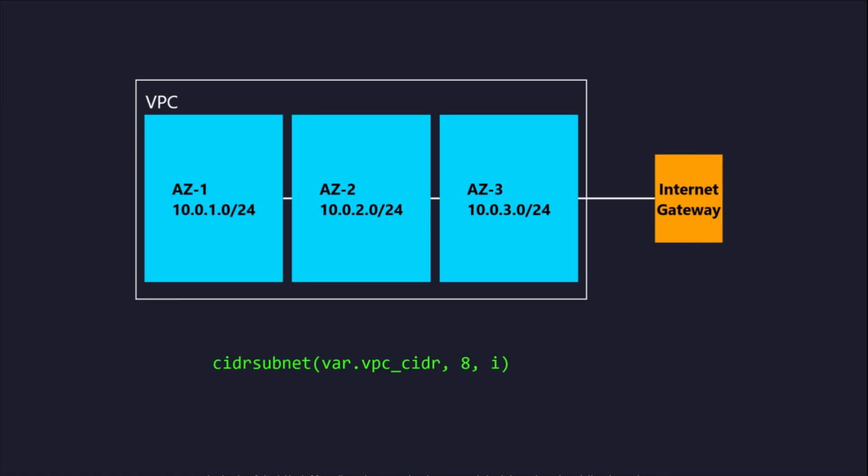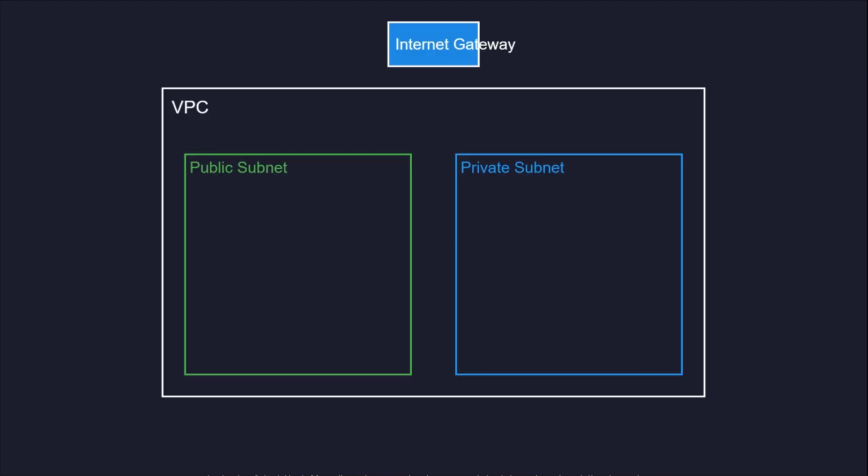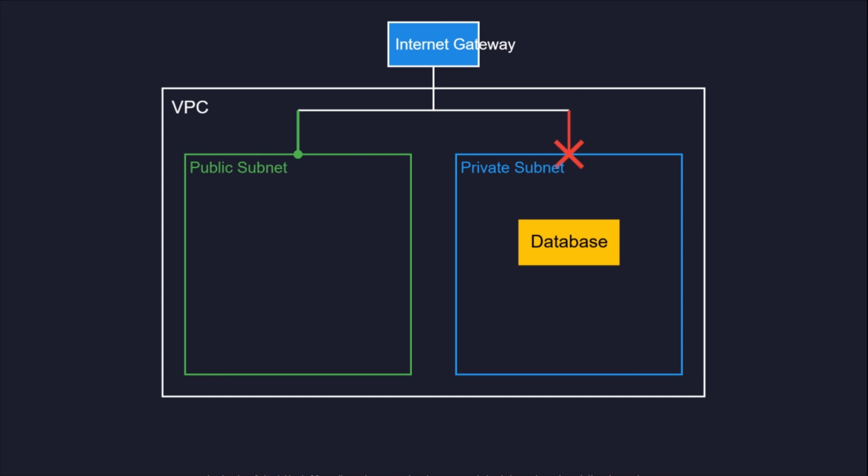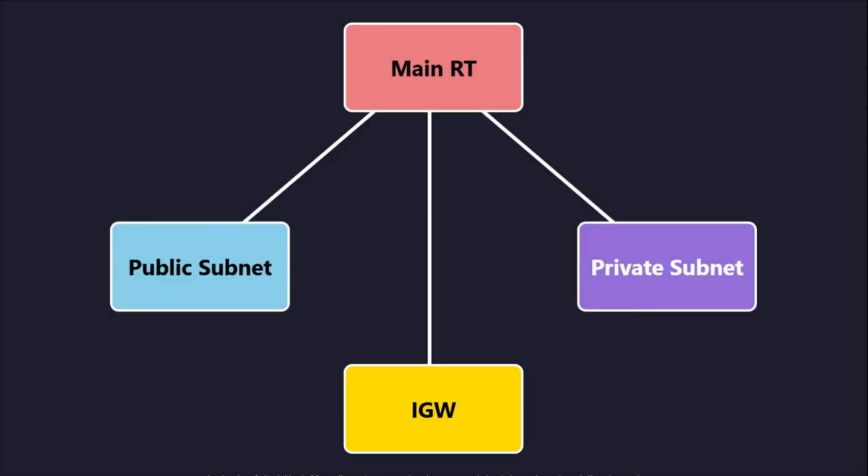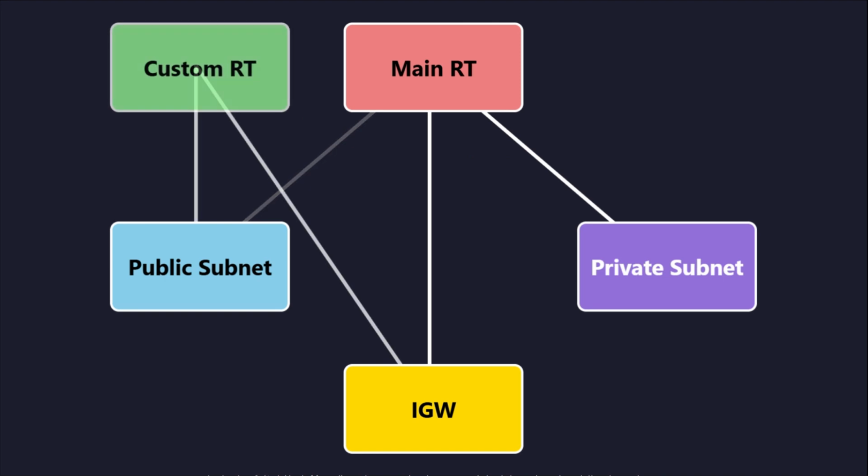Use the classless interdomain routing subnet function in Terraform to programmatically divide your primary block into smaller segments across different zones. Private subnets have no direct route to the Internet gateway. This isolation is mandatory for database tiers and backend application logic that must remain unreachable from external probes or direct attacks. Define a custom route table for your public subnets rather than relying on the default main route table. This provides granular control and prevents accidental exposure of private resources if the default configuration changes.